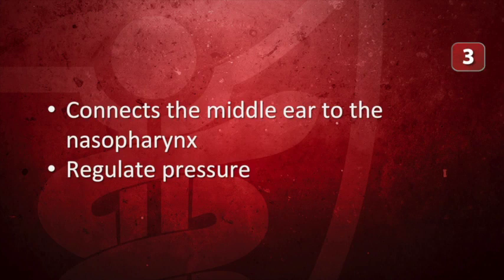Next, what does the eustachian or auditory tube connect? And what is its purpose? So this connects the middle ear to the nasal pharynx, and this is going to regulate pressure. Next, what are the two muscles of the middle ear? Where do they insert? And what nerve innervates them?